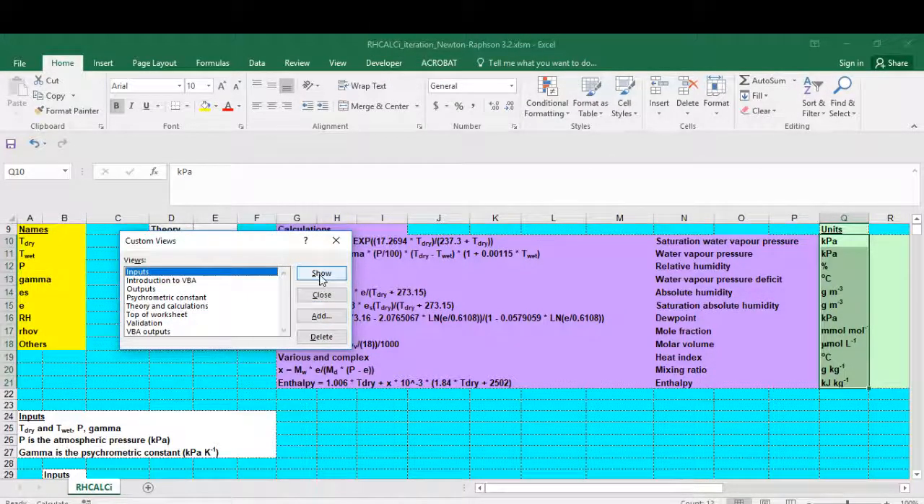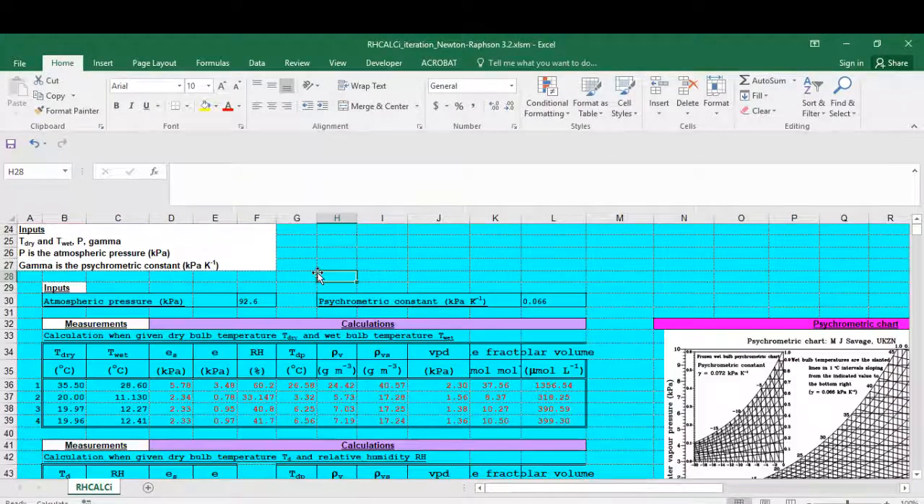Let's look at the inputs. The inputs for the various VBA functions are normally the dry bulb temperature, a wet bulb temperature, atmospheric pressure, and gamma, where the atmospheric pressure is in kilopascals.